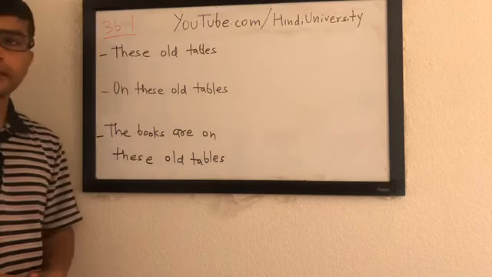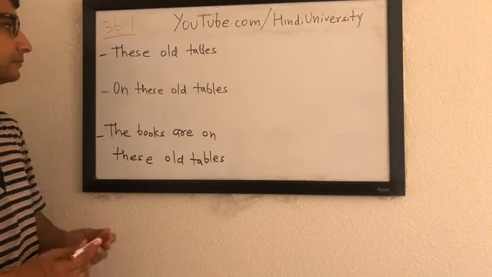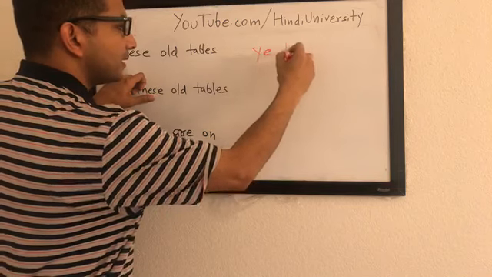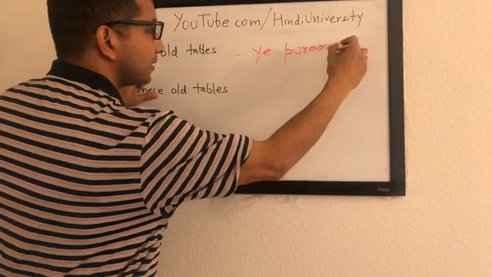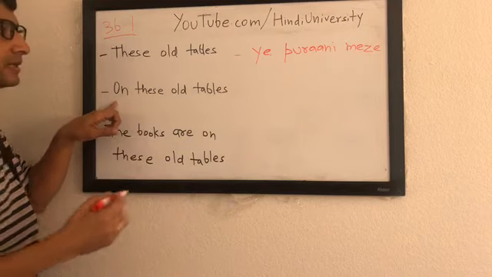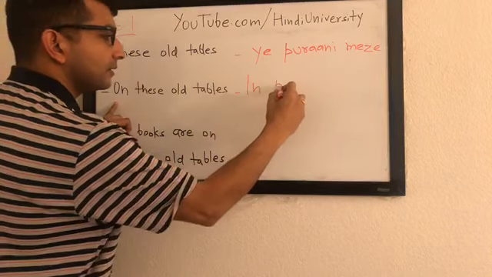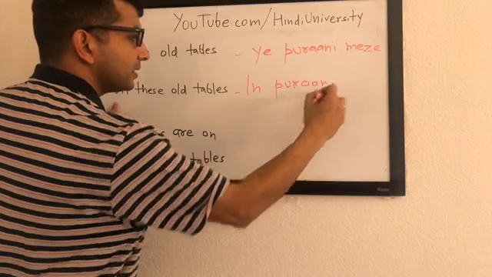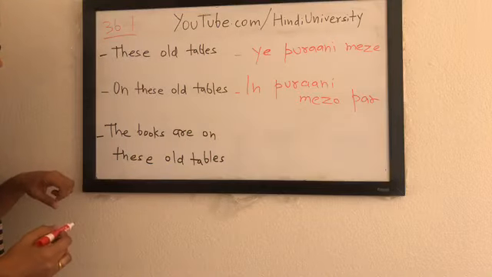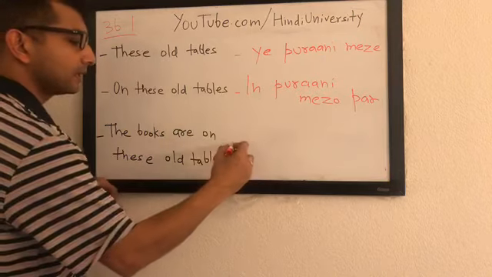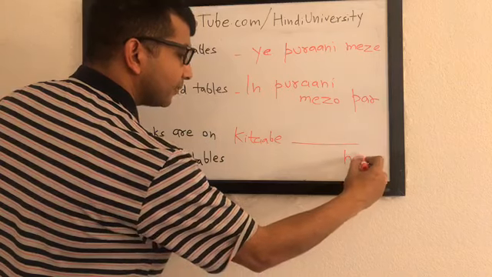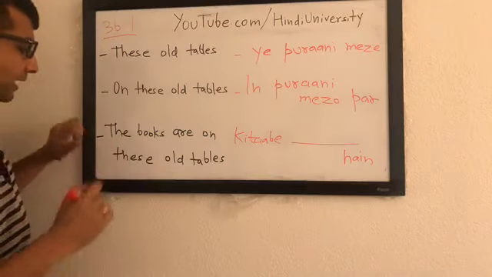Okay, and we can also start seeing application of it. So Tara ji, these old tables. Okay, ये पुरानी मेज़ें. What about this one? On these old tables. पुरानी मेज़ों पर. Awesome. Next one. The books are on these old tables. किताबें and then you have हैं, plural. Awesome.